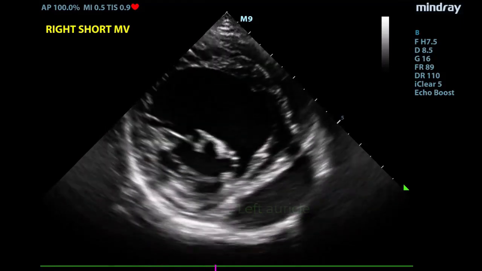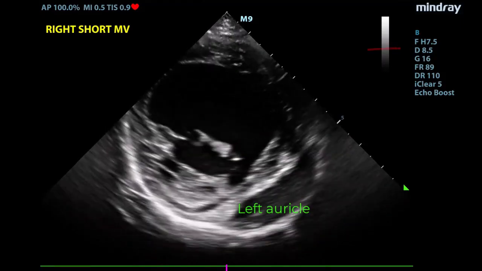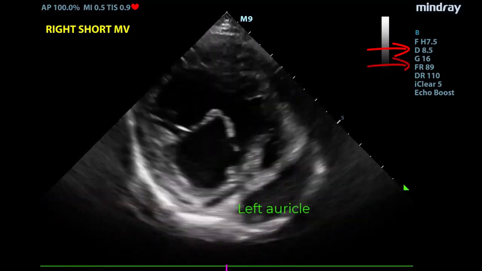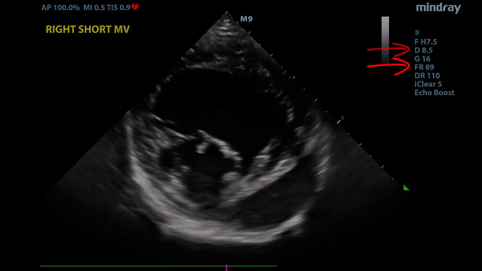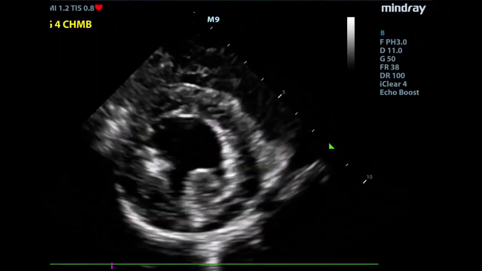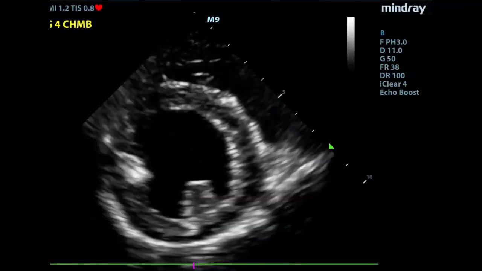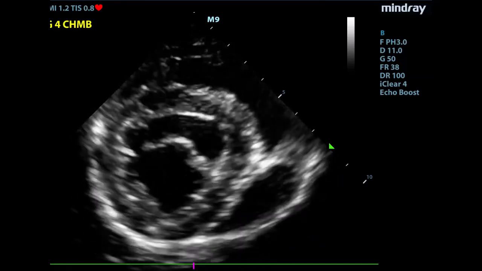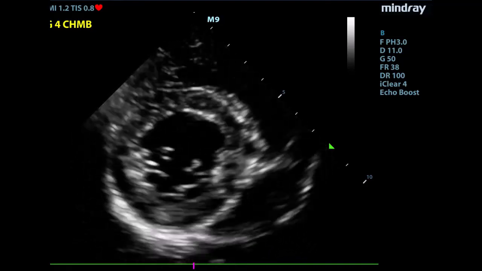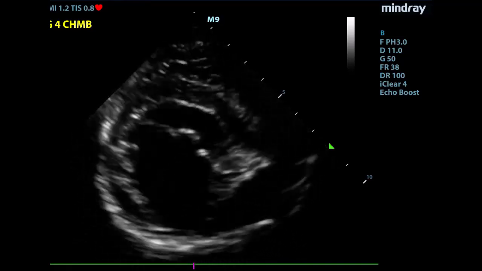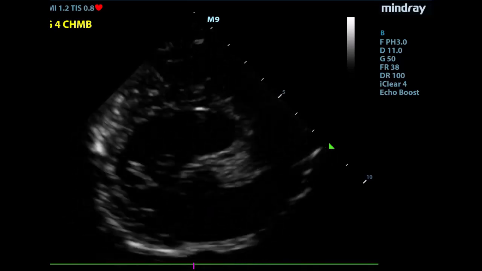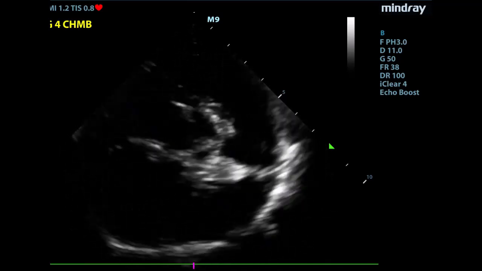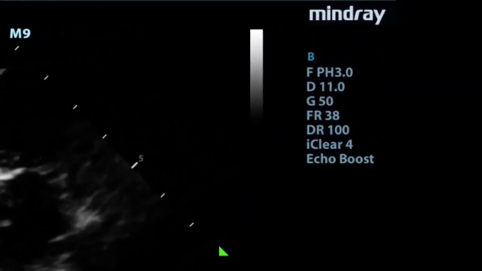In this 14-pound poodle, depth is 8.5 centimeters and the frame rate is 89. Deeper depth and a larger two-dimensional image requires increased computer capacity. Ultrasound machines with a single motherboard may have to sacrifice frame rate and image quality in compensation for creating a two-dimensional image in a larger patient.